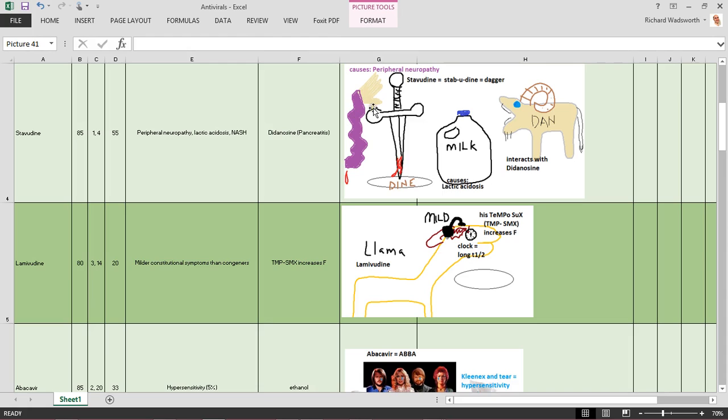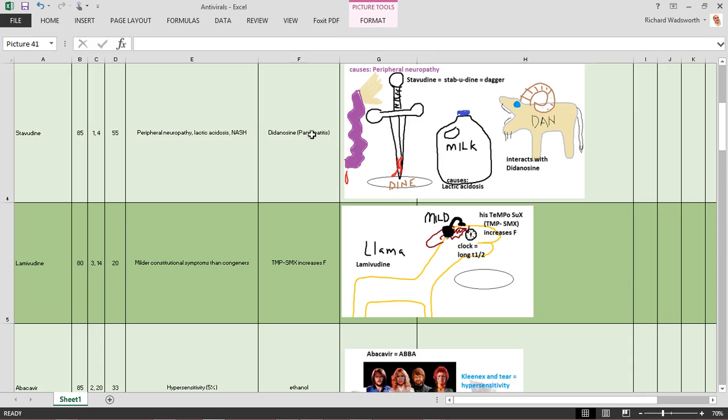Side effects, or I guess I should go over real quickly, its bioavailability is higher again, 80%. Half-life, 1 hour in serum, 4 hours intracellularly. So this has the lowest half-life of all of them. And CSF percentage is 55%. So what does this cause? Peripheral neuropathy. That's what this wavy neuron arm here is, peripheral neuropathy.